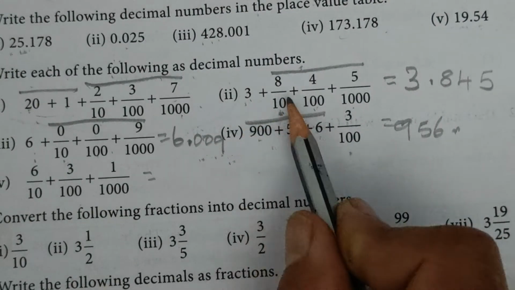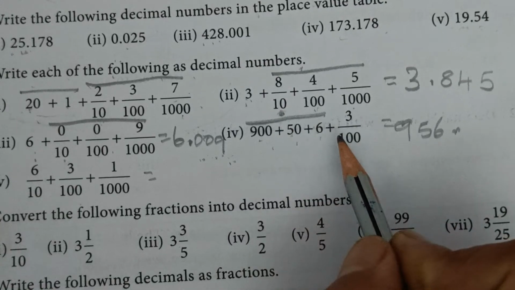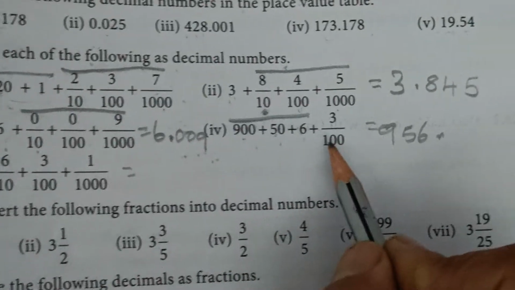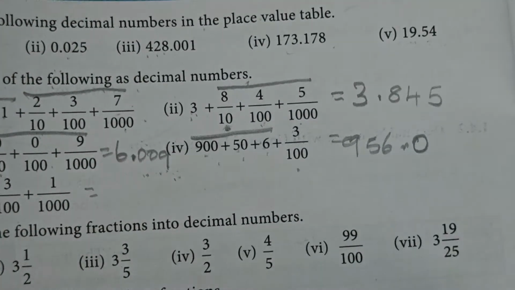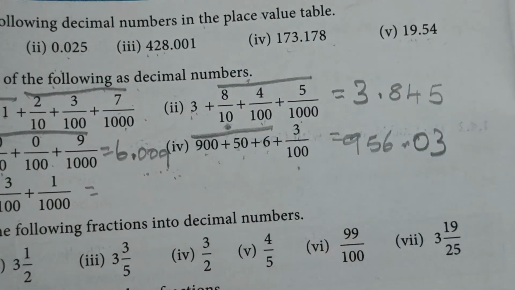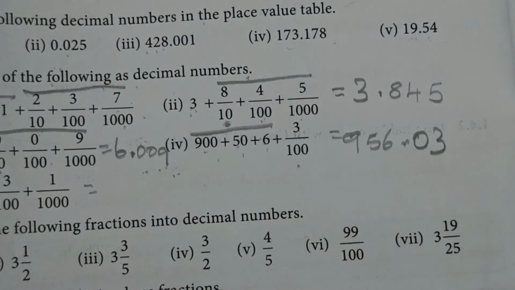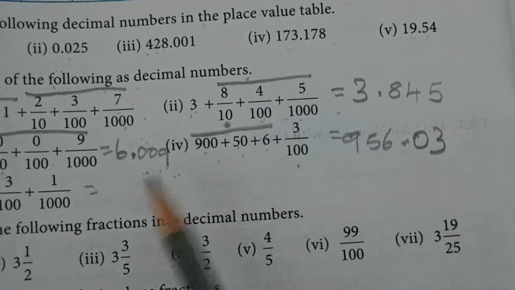What is next? After the decimal point, after the ones place, we should have the tenth place. Do you have a tenth place? There is no tenth. Straight away we are having hundredth. So there is no tenth place. So for the tenth place put 0 and the hundredth place is 3. We should be very careful here when some place value is missed out. See, we have everything: tenth, hundredth, thousandth. So no need to put any 0.